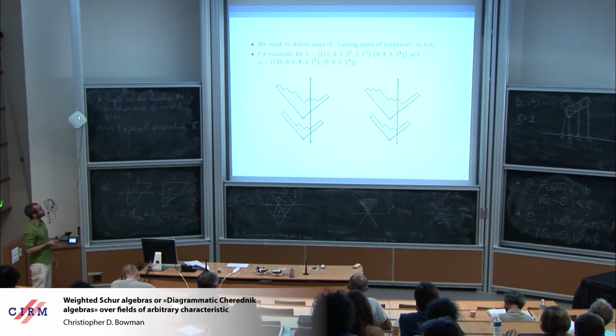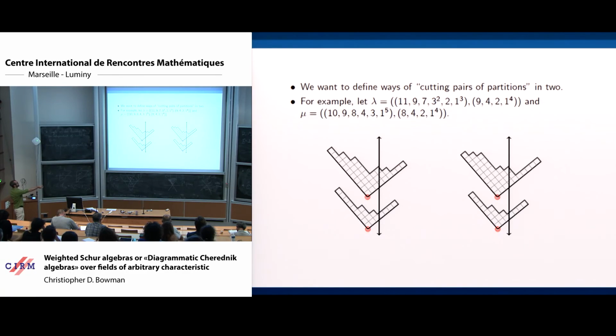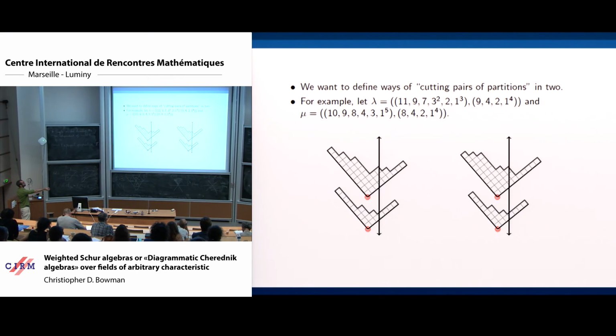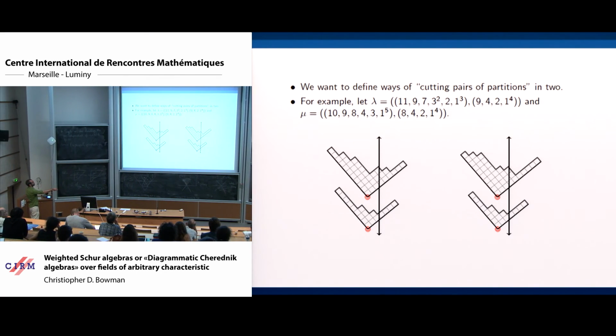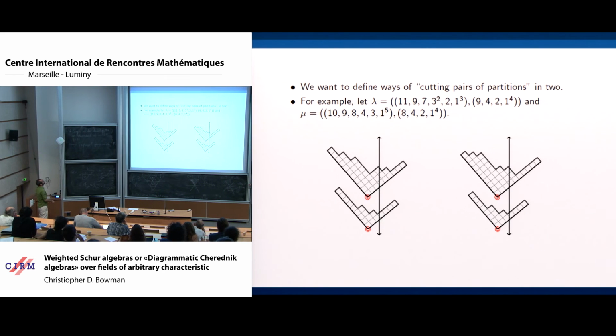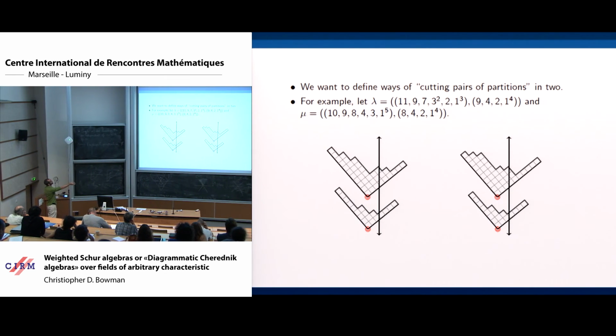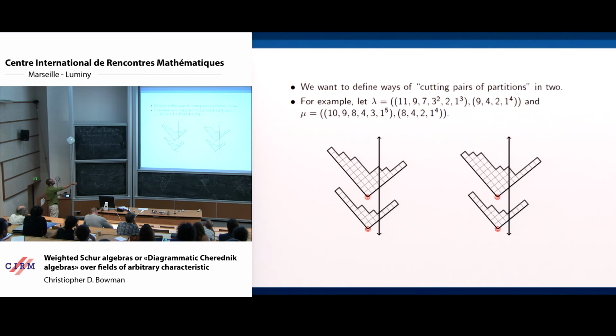So here are two bipartitions. Here is a lambda, and here is a mu. These are both bipartitions, because there are two parts. This first one, lambda here, is 11, 9, 7, 3 cubed, 2, 1 cubed, 9, 7.